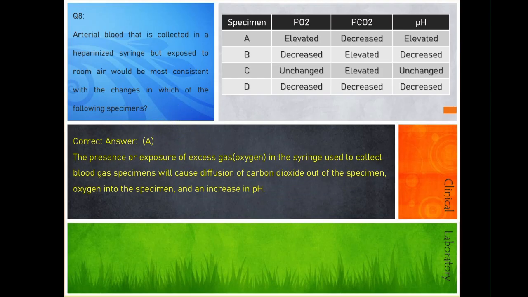Correct answer, specimen A, PO2 elevated, PCO2 decreased, pH elevated. The presence or exposure of excess gas, oxygen, in the syringe used to collect blood gas specimens will cause diffusion of carbon dioxide out of the specimen, oxygen into the specimen, and an increase in pH.